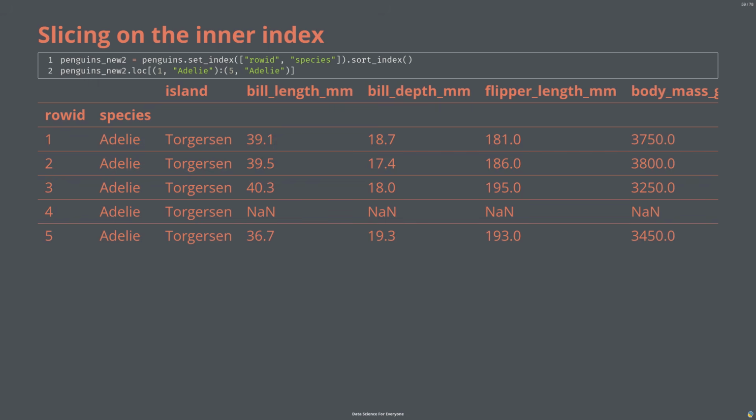The same technique will not work when we want to slice using the inner index. To slice using the inner index, we need to pass the first and last positions as tuples. In this example, the first element of the tuple is 1 and the second element of the tuple is Adelie.